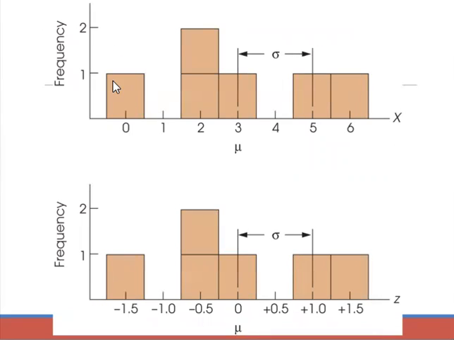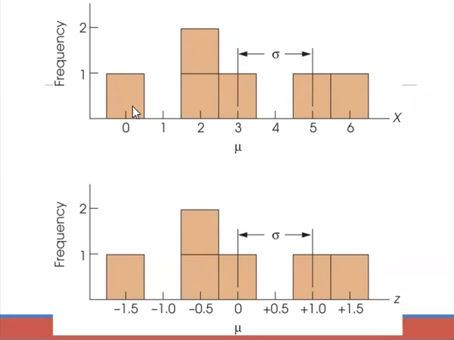Okay, so let's say we had these raw scores and we can see our data is kind of messy. It's not a perfect normal distribution, but in this data, we've got a mean of 3 and a standard deviation of 2. If we convert every single score to a Z-score, we end up with a distribution that looks exactly the same, but it has a mean of 0 and a standard deviation of 1.